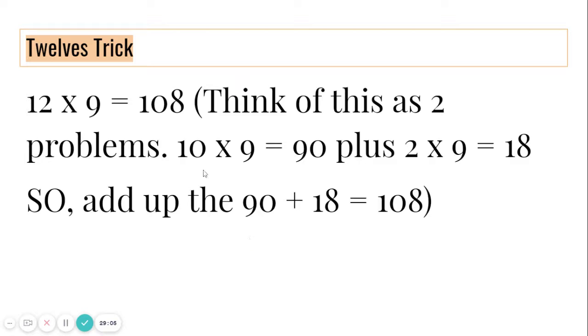12 times 9. We're going to think of it as 2 multiplication problems. 10 times 9 is 90. Plus 2 times 9 is 18. You think of it as doubling that 9. 9 and 9 is 18. You can also flip it around and do your fingers trick too. Remember, you'd hold down your ring finger on your left hand and go 1 finger and 8 on the right. 1, 8 is 18. Or the simpler thing would just be double the 9. Okay? But put those two together as an addition fact now. 90 plus 18 is 108.